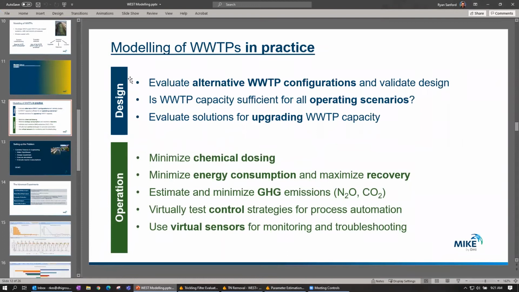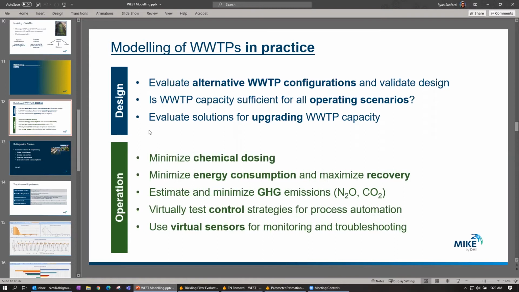So some problems that we can solve with modeling, or why we model, are we can assist with design. If we're making a new wastewater treatment plant, or we're upgrading a wastewater treatment plant, but mostly what we use it for, at least in my practice, is optimization, and that's modifying how we operate the plant, or modifying how the plant is laid out, but without really changing or redesigning the plant.